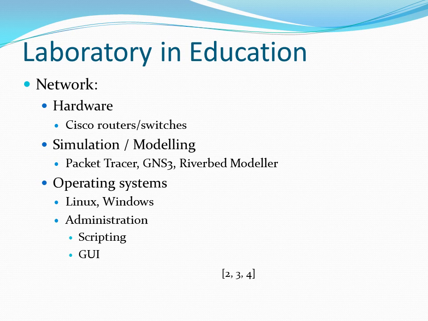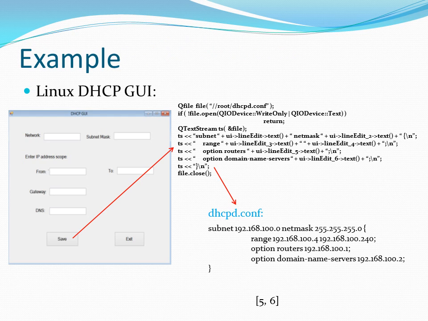But we also make use of simulation and modelling software such as Cisco Packet Tracer and GNS3, that's a graphical network simulator, and also Riverbed Modeler. And we look at operating systems such as obviously Linux and Windows, and the administration of those by using scripting and graphical user interfaces. So here's a typical example of one of those laboratories.